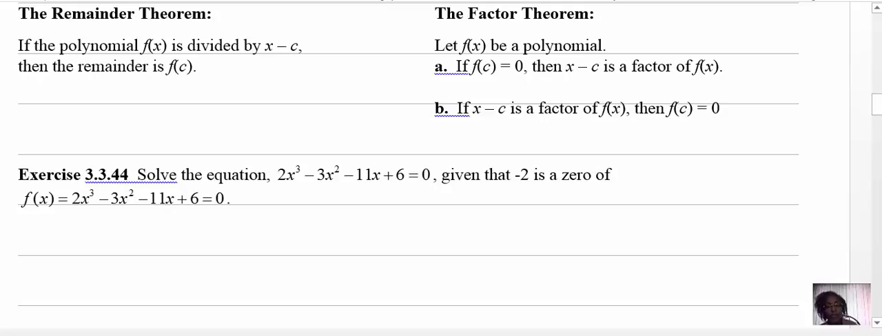The factor theorem is the other important theorem from this section. It tells us if I start with a polynomial f of x, and if f of c is 0, then that means that the polynomial x minus c is a factor of f of x. So you can go the other way as well. If you know x minus c is a factor of f of x, then you can conclude that f of c is 0. So we will look at exercise 34, and we'll go over these concepts by working on this exercise.